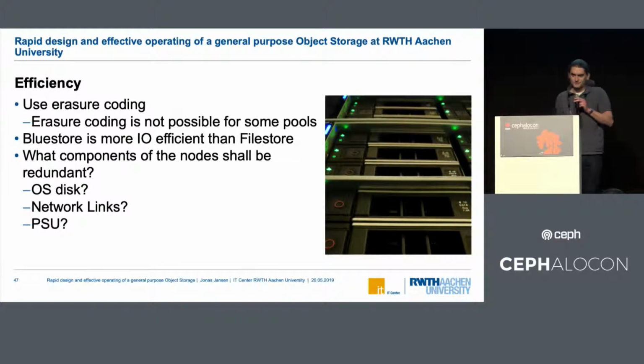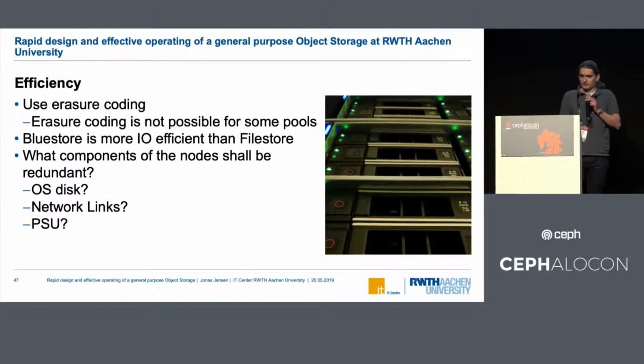Next thing is the efficiency. Of course, the most important thing when it comes to efficiency is use of erasure coding, if you have not that latency critical application like most S3 storage. But you have to take into account you cannot use erasure coding for all purposes, like the index pool of your S3 storage. Also important thing, Bluestore is much more I/O efficient than Filestore.